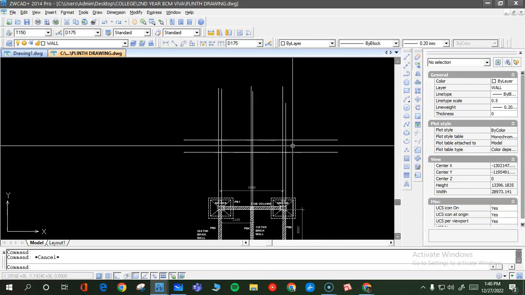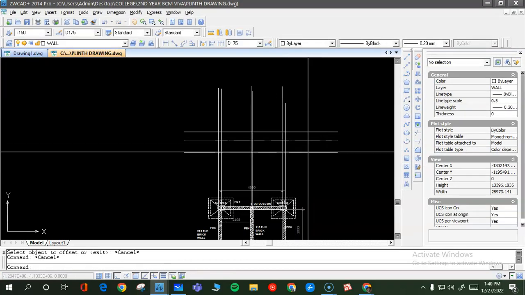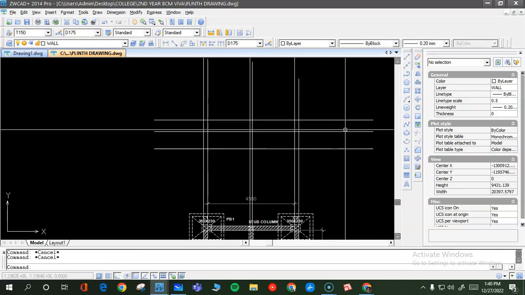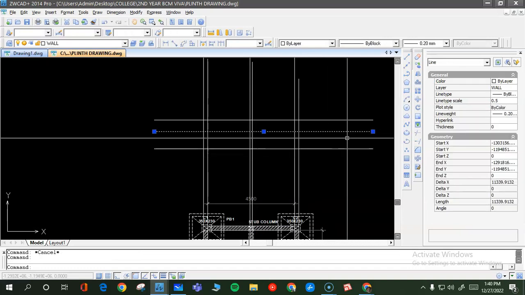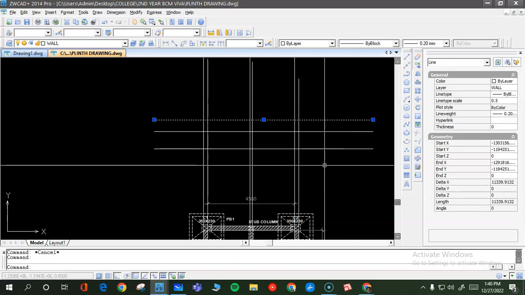So this is your plinth level. This is your ground level, this one. This is your depth of the foundation, and this is your plinth level.